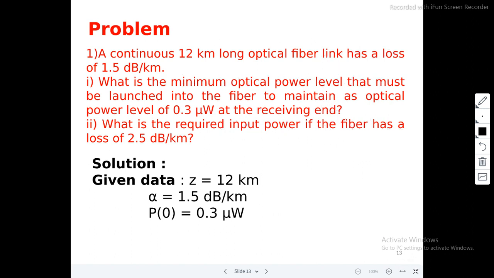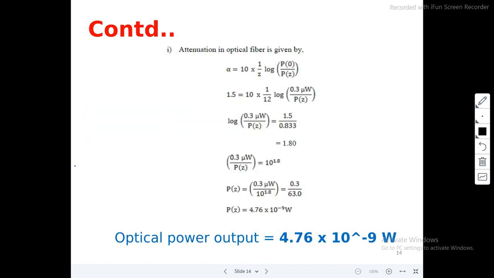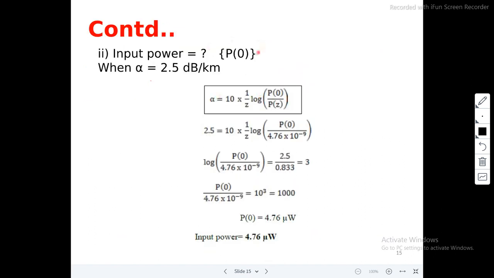The detailed solution will also be shown in the next page. So this is the solution of the input power. This is the standard equation. Substitute the values and simplify, so you get the same answer. What is the input power? 4.76 microwatts.